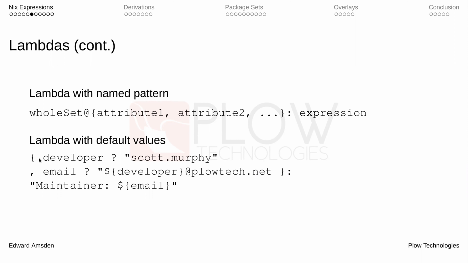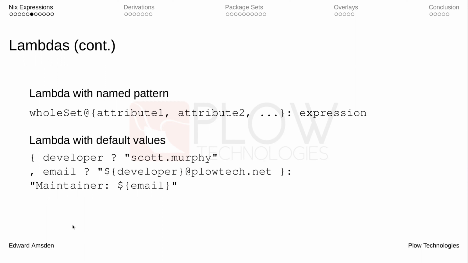So in this case, I expect an attribute set with 2 attributes, developer and email, but if I don't pass either of them, I'll get Scott Murphy at plowtech.net. If I just pass developer, let's say if I change just developer to edward.amsden, then email would default to edward.amsden at plowtech.net.